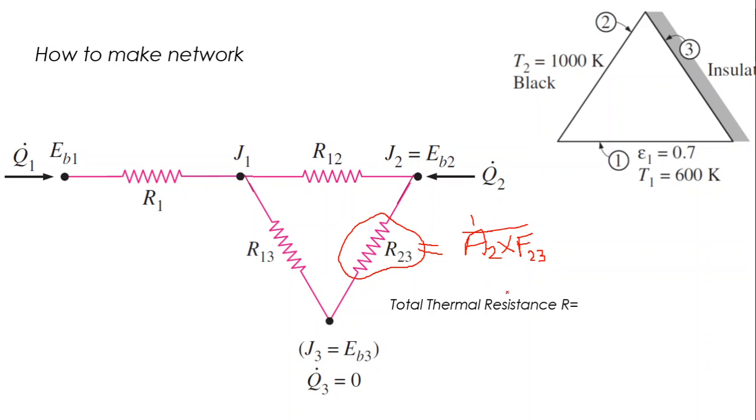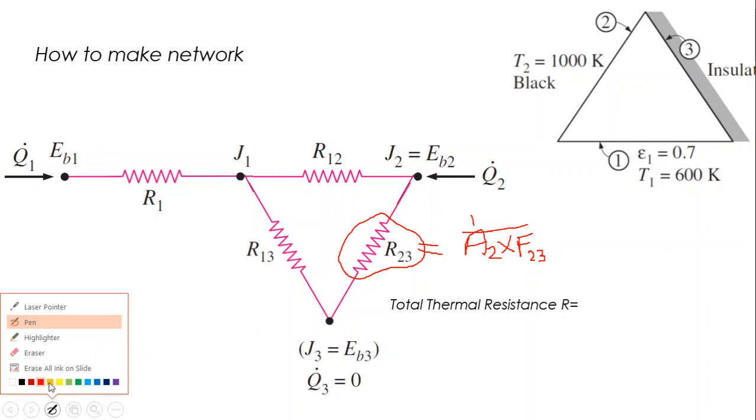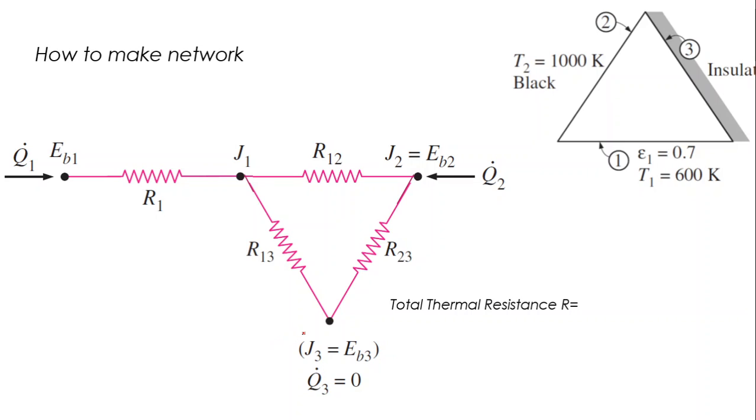Right, 1 divided by A2 into F2. Okay, so now that's how we are going to complete our network. Now we are going to solve this network in the same manner the way we are solving an electrical system, a system having current, voltage and resistance. We are going to use the same method to find out the final resistance between 1 and 2.